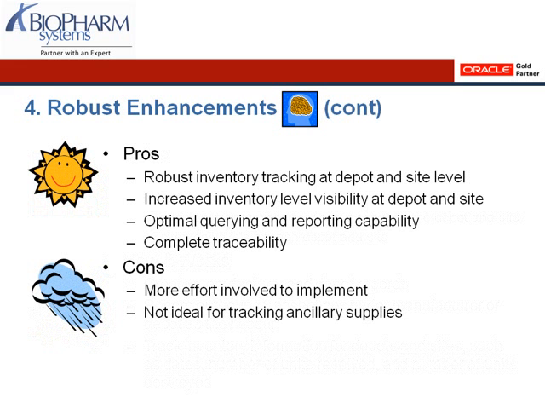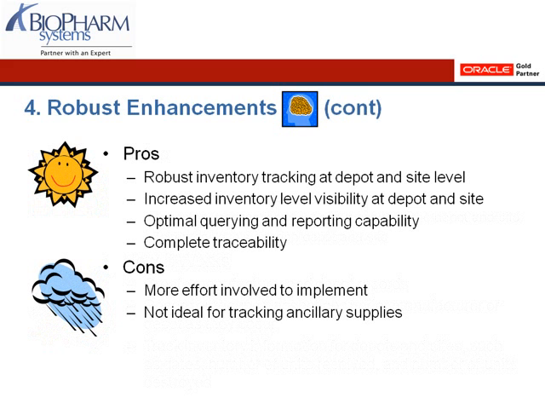So the pros, it's robust inventory tracking at all levels. At the depot and the site level, we have increased inventory level visibility at depots and the sites. We have optimal querying and reporting capabilities, since we have all those individual attributes in their own views and screens, and we have complete traceability. We can see where that product originated from, where it's gone, before it ultimately gets to the site.